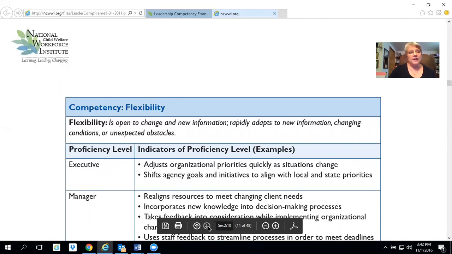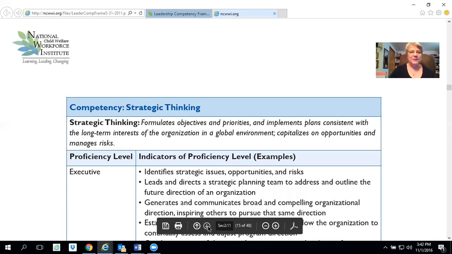Maybe your project helped you develop flexibility, that you learned new information and you were open to that, and you worked with someone or interviewed someone who's open to change and new information, rapidly adapts to new information, changing conditions or unexpected obstacles. Then that's a competency that you worked on in this learning project. Flexibility, strategic thinking, formulating objectives and priorities, and implementing plans consistent with long-term interests of the organization.